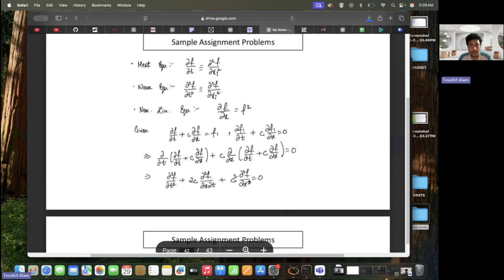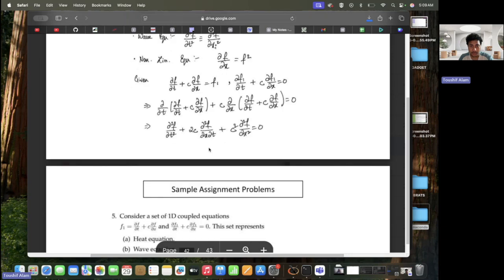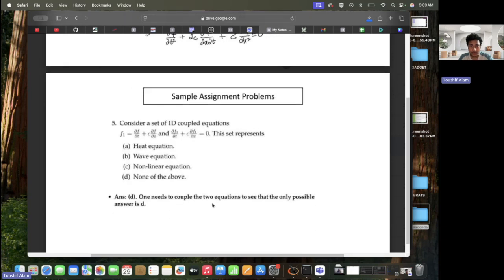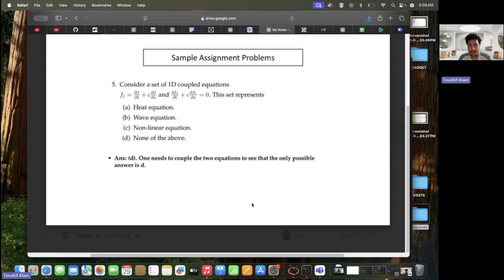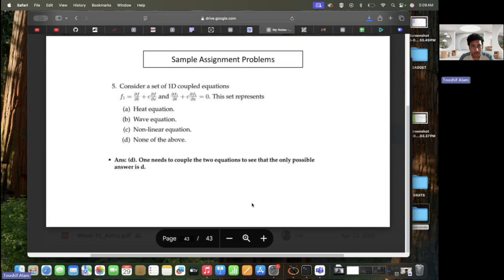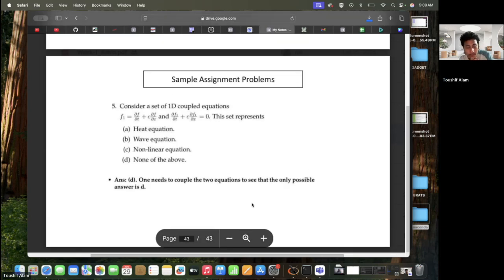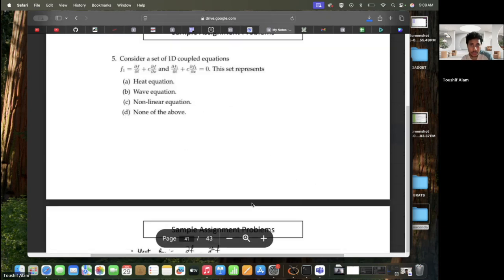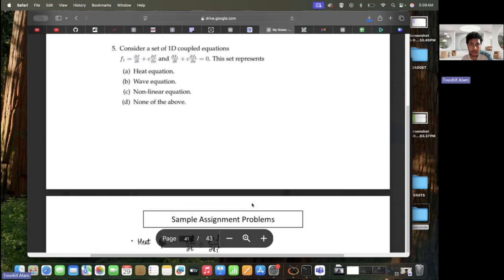You can see that this doesn't follow the heat equation, not the wave equation, nor the nonlinear equation. It is a mix of them. To couple the equations, you see the only possible answer is D. Okay, so these are the options. So till now we reach here. So this question is very easy.